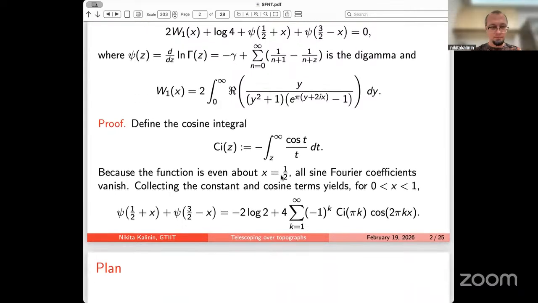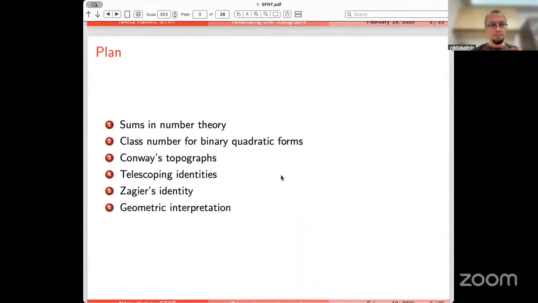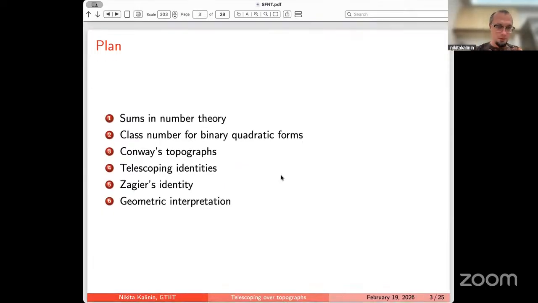Okay, good. Now let's go to the plan of the talk. First I give you an introduction about what I like in number theory. That's supposed to be easy for students, for grad students, for all students. Then I briefly present class numbers for binary quadratic forms. Then I define the Conway topographs, and then I explain how to get these identities from the first slide through some telescoping.